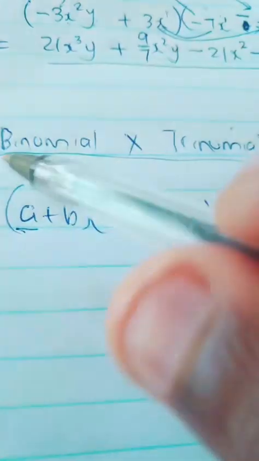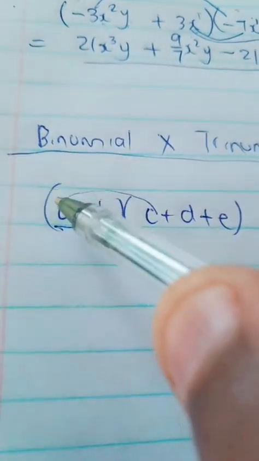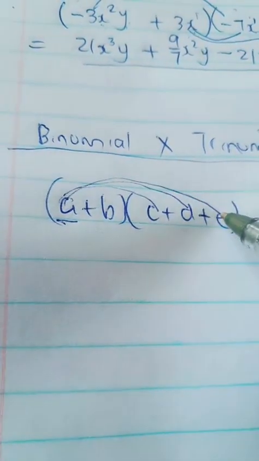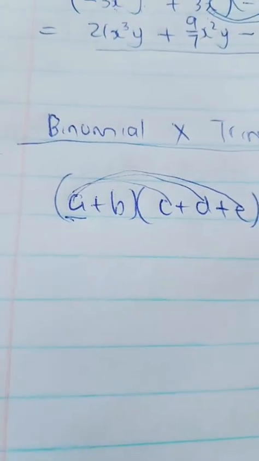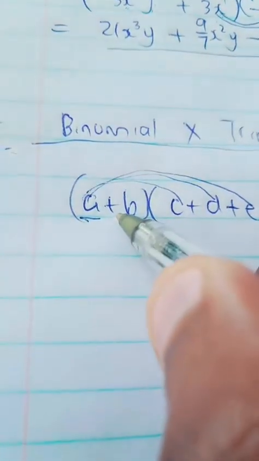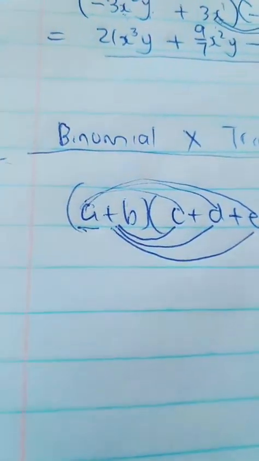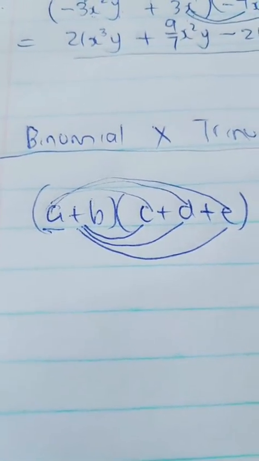So what we are going to do is simply distribute A by multiplication. Does that make sense? So we distribute A 3 times. Then after we're done, we take positive B. We distribute him how many times? 3 times. Does that make sense?